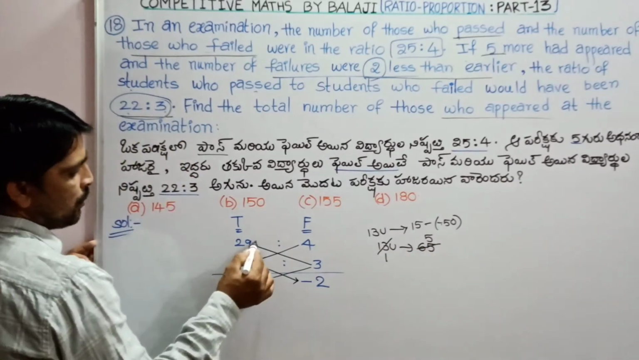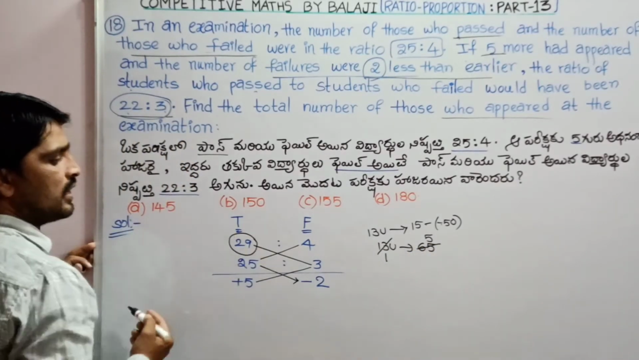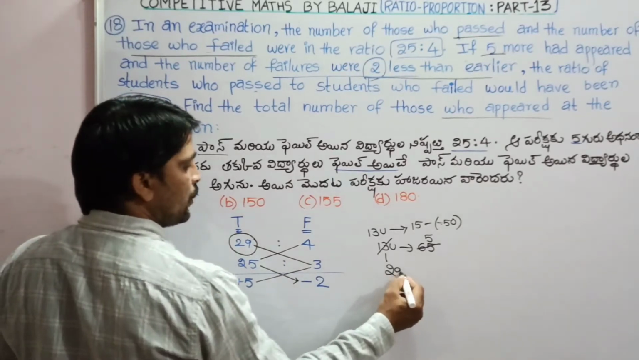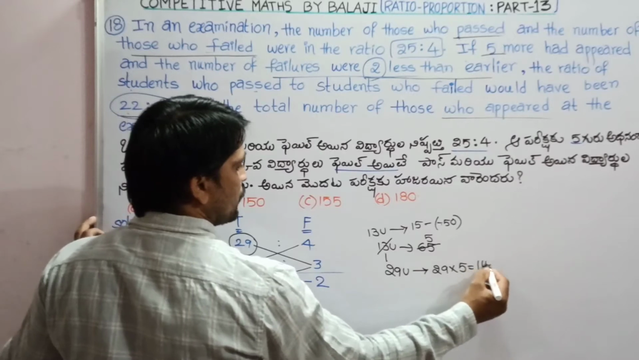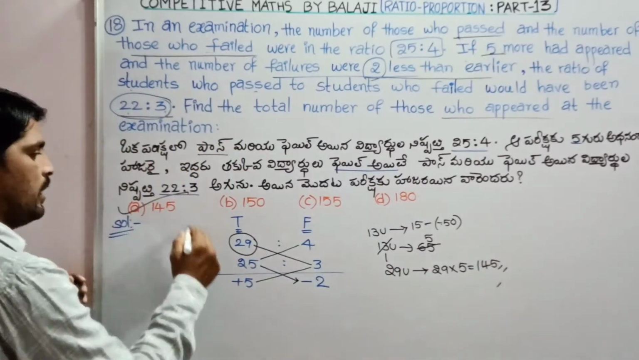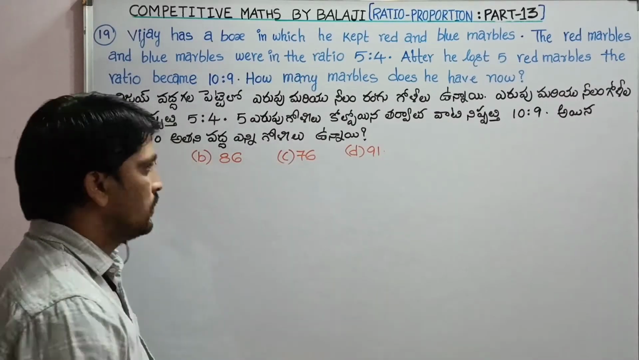So the number of students who appeared for the examination were 29 units. 29 units value equals 29 into 5. That is 145, our answer. So answer is A.